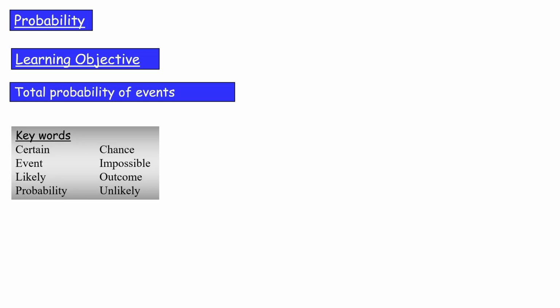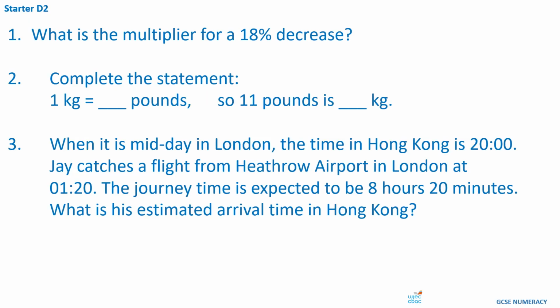So we carry on with our recap of probability. So we're looking at total probability of events. Hit pause, copy the lesson objective and keywords down. When you're ready, hit play again, and we'll go on to the starter. Here's our starter. 3 questions. Hit pause, have a go when you're ready, hit play again, and we'll go over them.